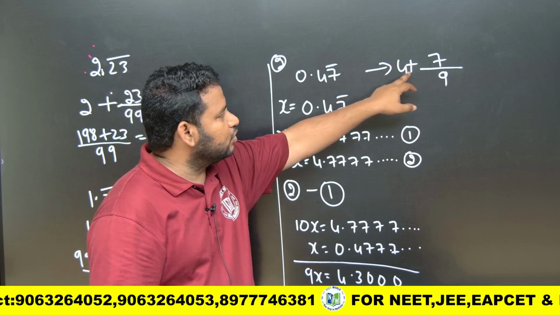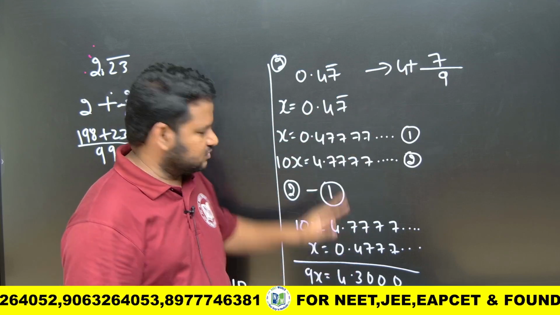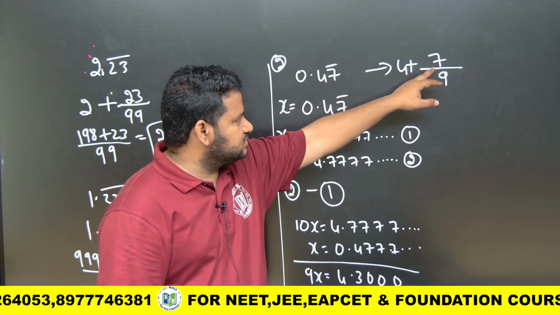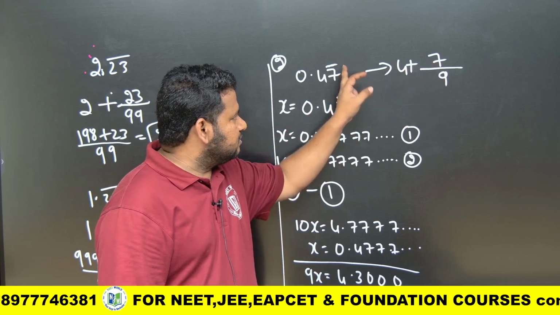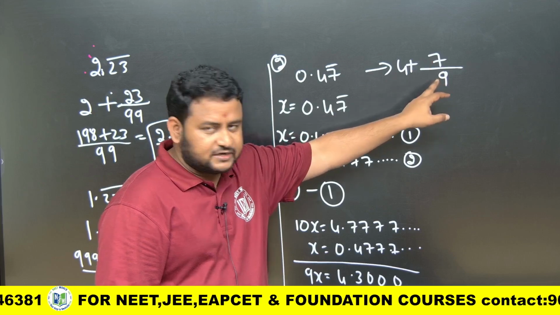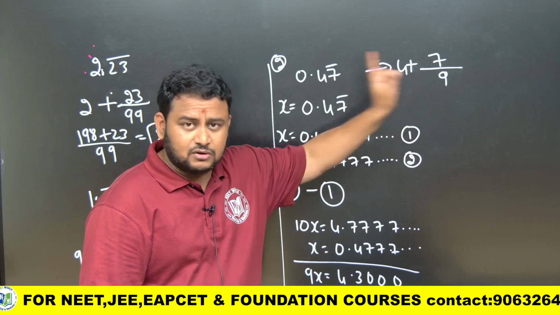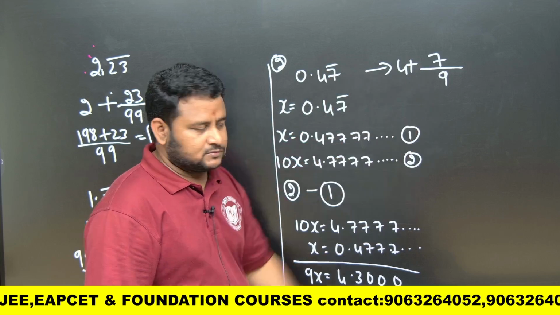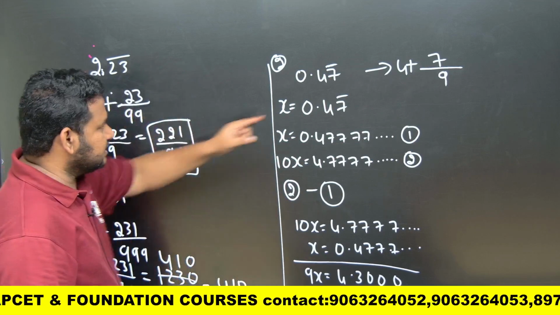Here you have to write 4 plus 7 by 9. Don't get confused. Use the normal method. This is the shortcut method I am telling. On how many digits is the bar? This is on 7, it is bar. 1 bar. So you should write only one 9. So this will become 7 by 9. You should write 4 plus, just like how you wrote 2 plus here, like that you have to write 4 plus.